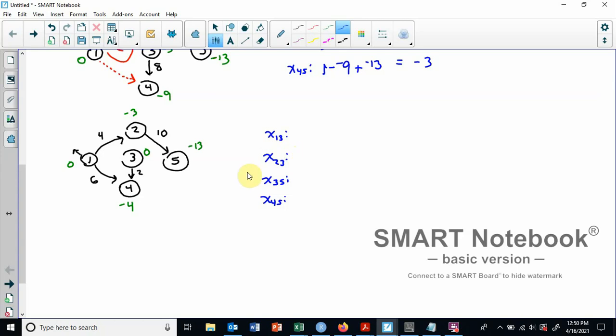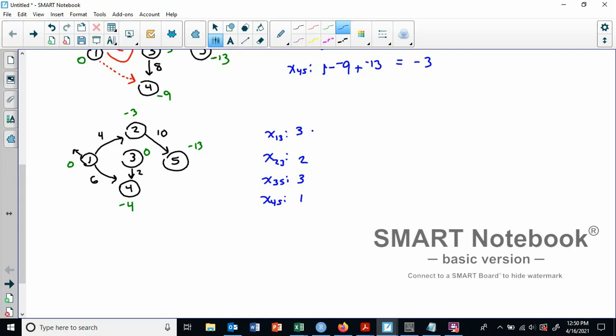Okay, so let's check these. Let me see, what was the cost on 1 to 3? I believe it was, let's see, I got it over here on a piece of paper. 1 to 3 had a cost of 3. Maybe I'll go ahead and write all the costs down. 2 to 3 had a cost of 2. 3 to 5 had a cost of 3. And 4 to 5 had a cost of 1.